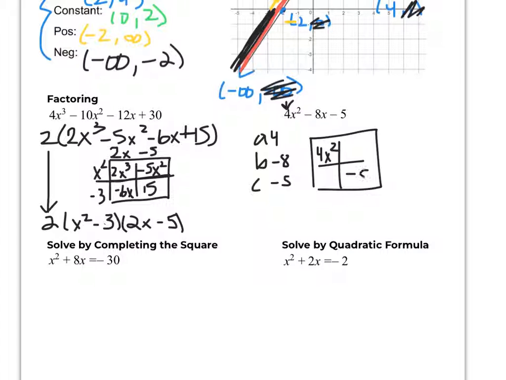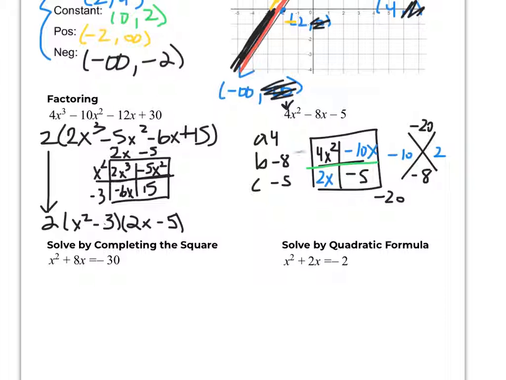Last term, last box. And we multiplied those and got negative 20. So what two things multiply to negative 20, go at the bottom, and add to negative 8? That's negative 10, positive 2. So negative 10x, positive 2x. And we take out our GCF.